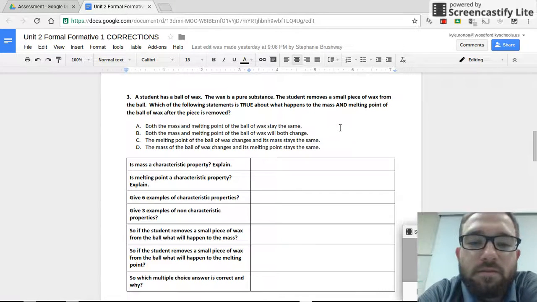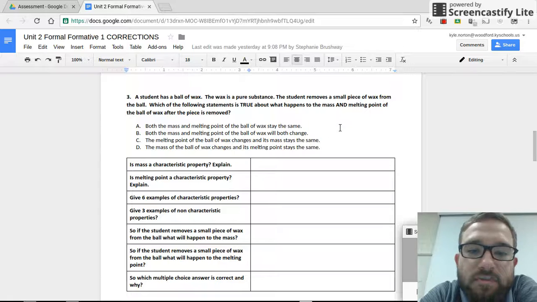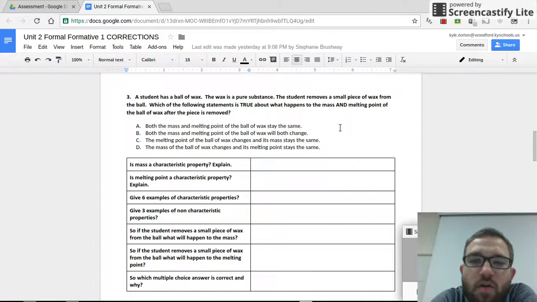So this little organizer here is going to help you think through this. Is mass a characteristic property? That's the first thing you have to know. Is melting point a characteristic property? That's the second thing you need to know. There are 6 examples of characteristic properties, and we typically give 3 examples for non-characteristic properties. You have to know all of those things in order to answer this question.